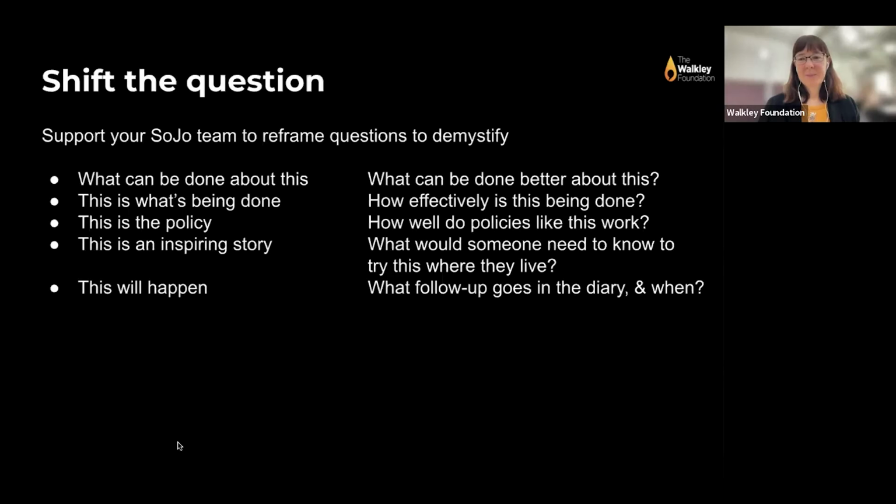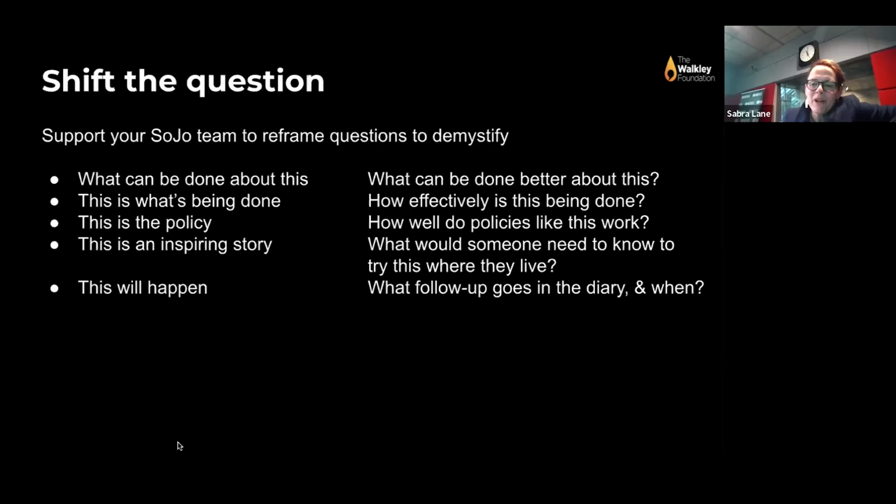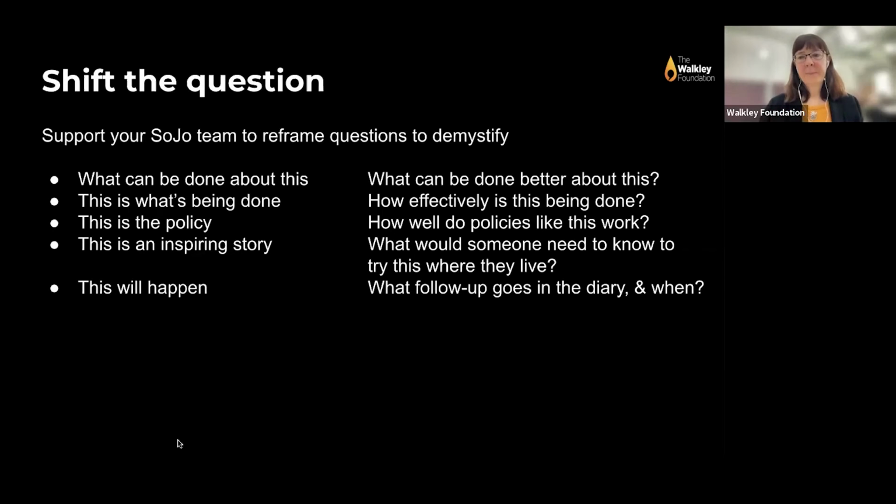So true. Just to riff off that, I often say to my colleagues here, we're aiming for progress, not perfection. We might get there one day, but every step that we make in that direction is a good one. I think it's so true.